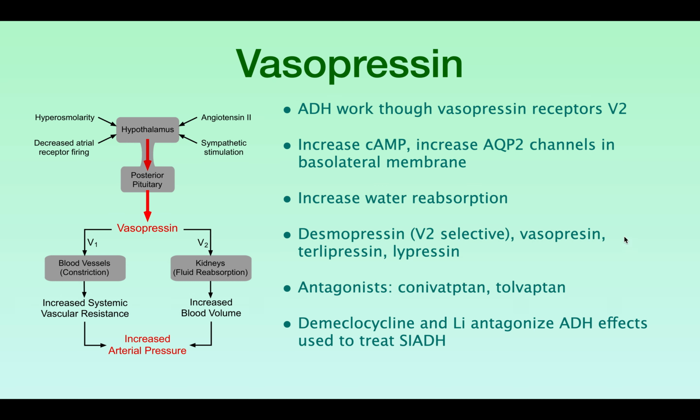Vasopressin is going to be raising the blood pressure. Antidiuretic hormone will work through the vasopressin receptors V2 by increasing the cAMP. You increase the aquaporin 2 channels in the apical membrane and increase the water reabsorption. Desmopressin is going to be the synthetic analog, and the antagonists are conivaptan and tolvaptan. Demeclocycline and lithium will antagonize the antidiuretic effects, and that's used to treat the SIADH. So as vasopressin increases the systemic vascular resistance, it also increases blood volume, increases blood pressure in general.